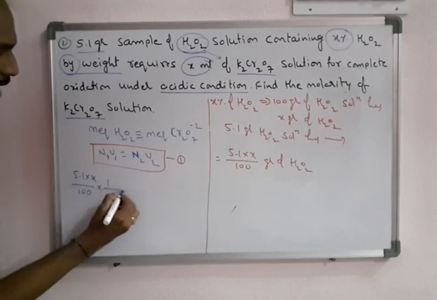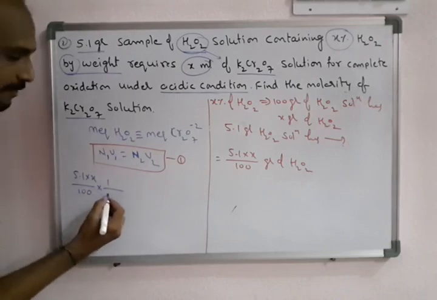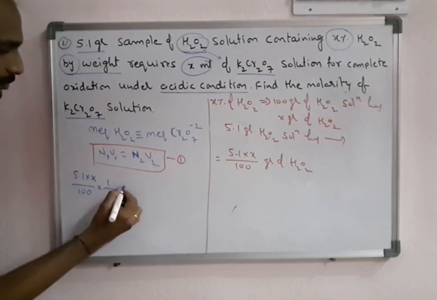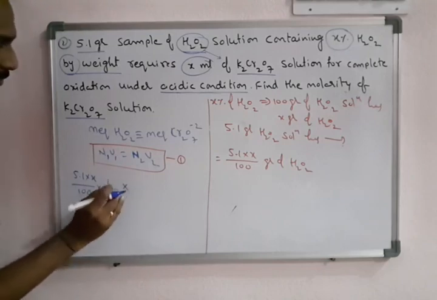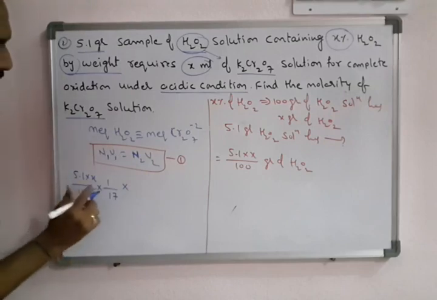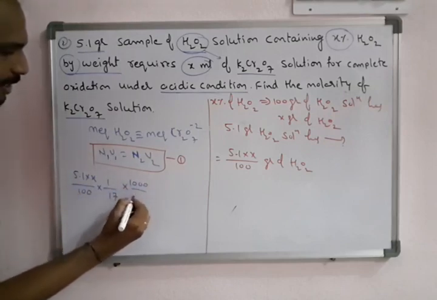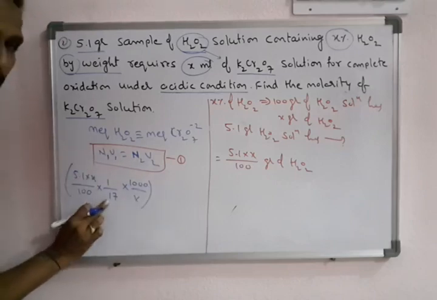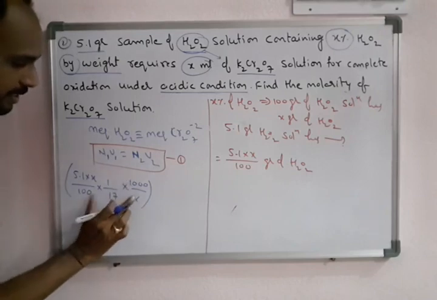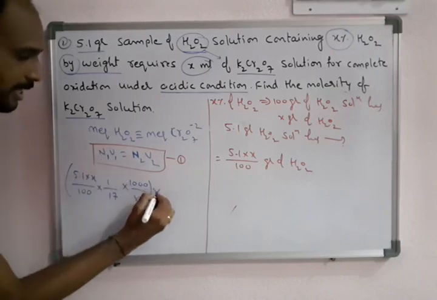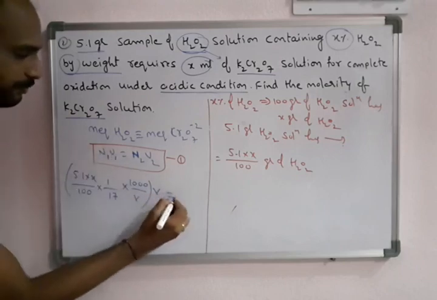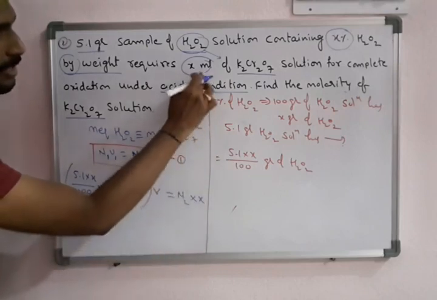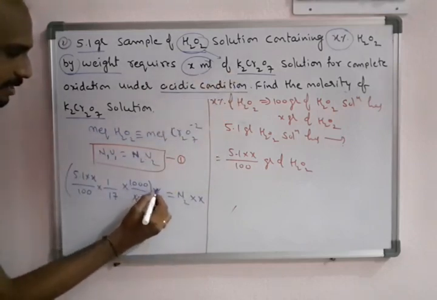Weight by equivalent weight. So what is the equivalent weight of peroxide? 34 by 2, means it is 17. So what is volume? 1000 by V. So this is weight by equivalent weight into 1000 by V. This calculation represents the normality and V represents the volume of H2O2. We need to find this normality. And X milliliter of potassium dichromate is given. This we will get cancelled.